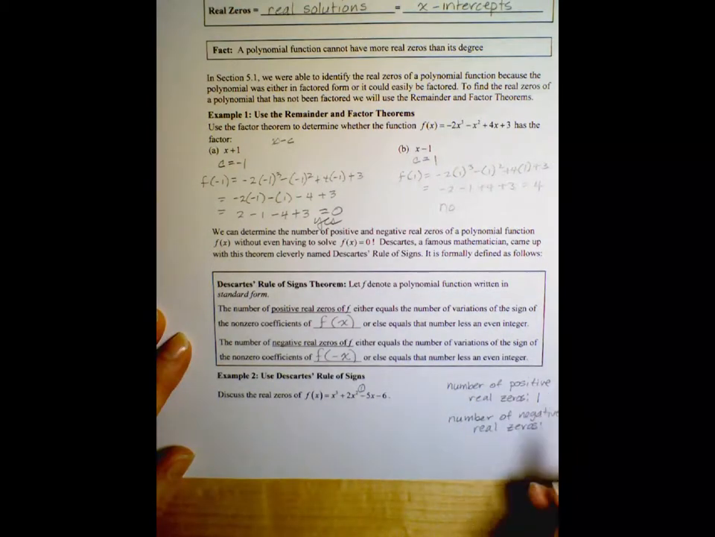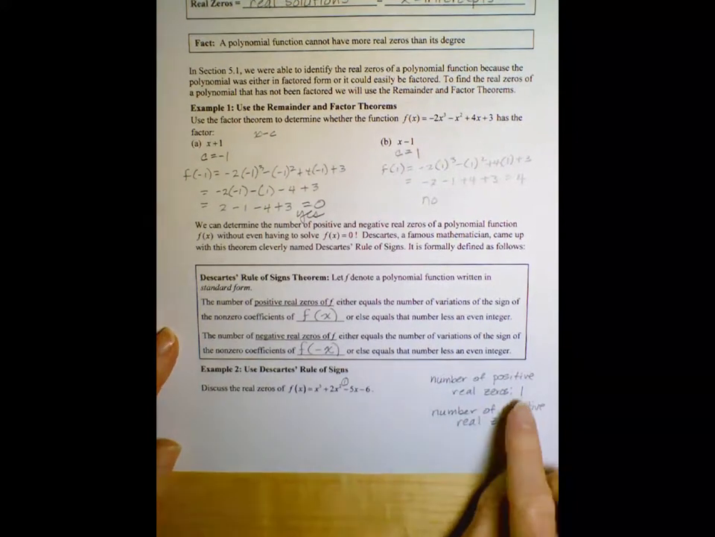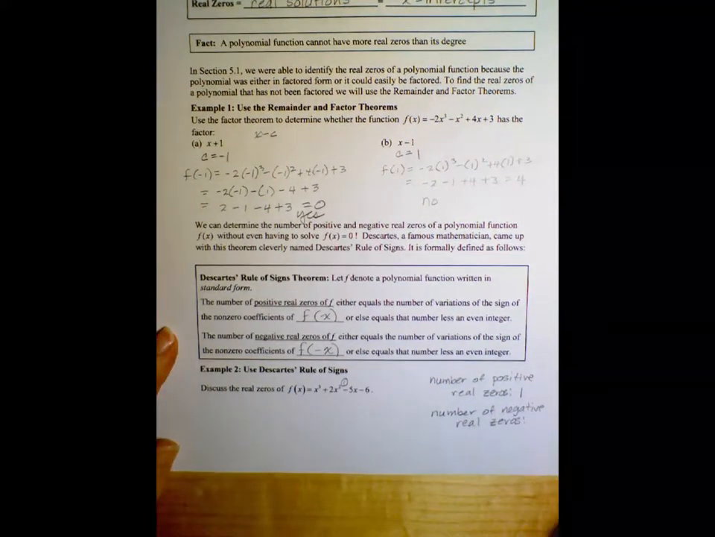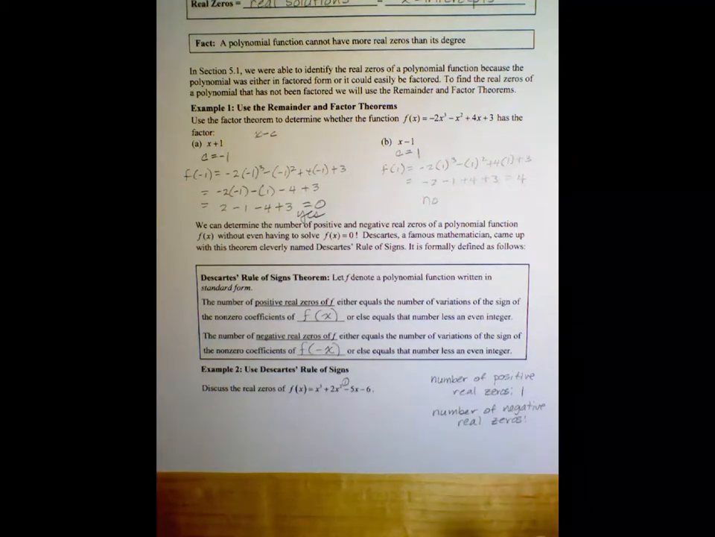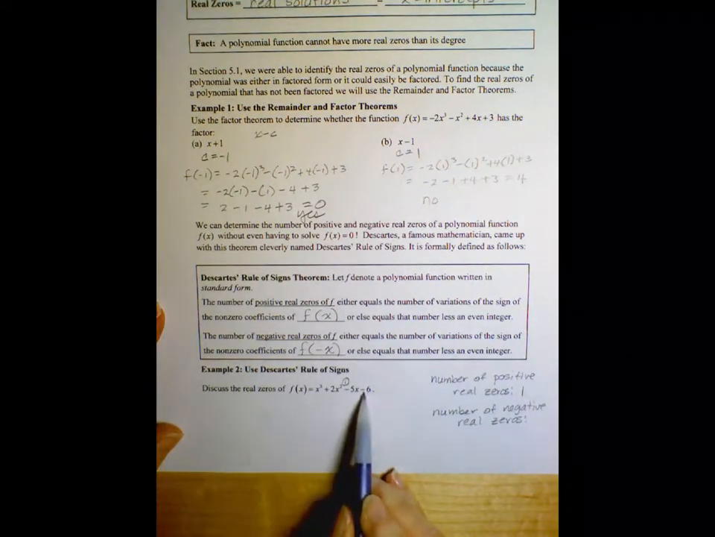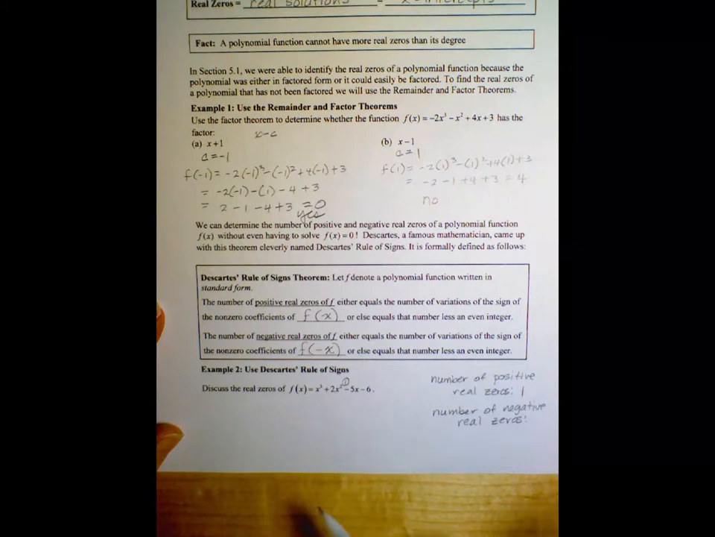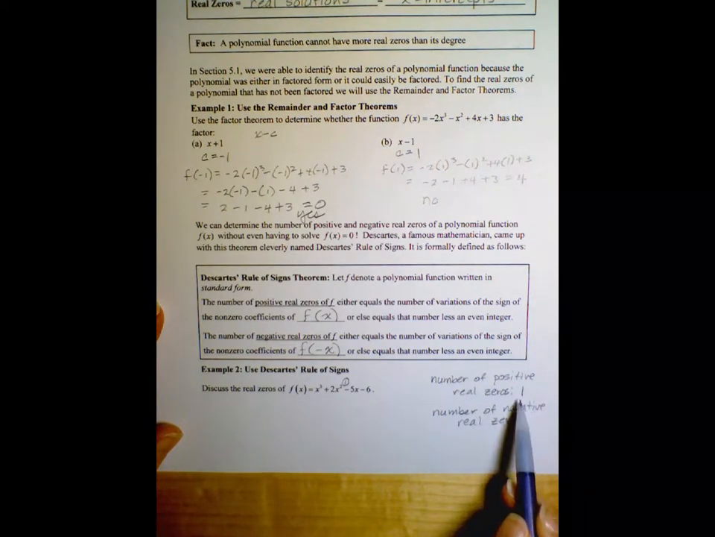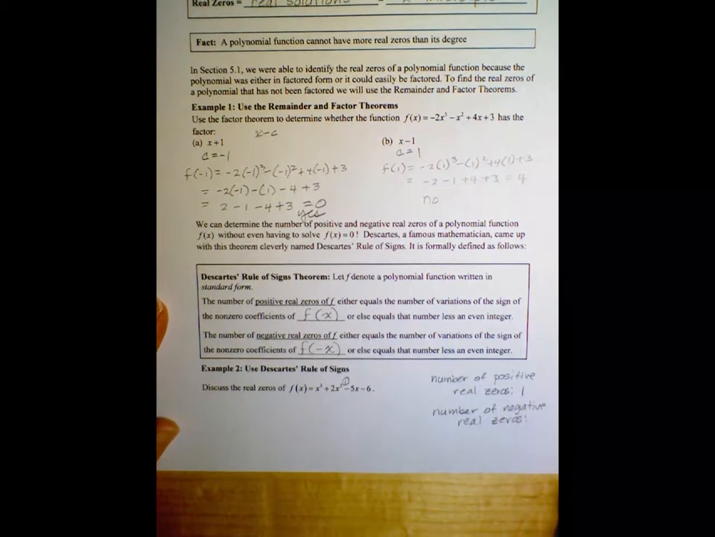Well, when I try to subtract the smallest even integer from 1, which would be 2, I get a negative number. And that makes no sense, to say you'll get a negative count of something. So 1 is it. I can state for sure that this polynomial function has 1 positive real zero. I know that because of this. There are no other options.